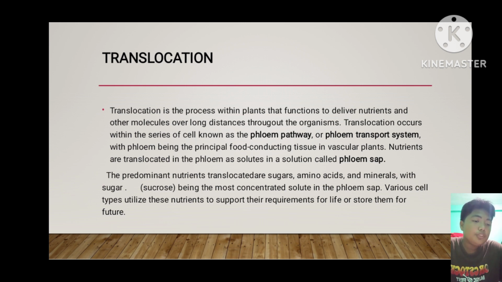The predominant nutrients translocated are sugars, amino acids, and minerals, with sugar, sucrose, being the most concentrated solute in the phloem sap. Various cell types utilize these nutrients to support their requirements for life or store them for the future.